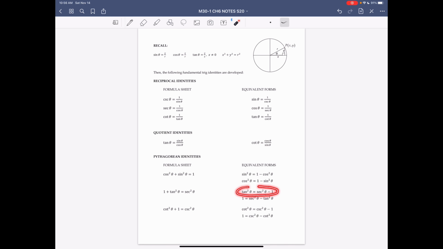And the final Pythagorean identity on your formula sheet is cotan squared theta plus 1 equals cosecant squared theta. From that, we can get cotan squared theta equals cosecant squared theta minus 1. Or if we isolate the 1, we get 1 equals cosecant squared theta minus cotan squared theta. You're going to need to refer to your formula sheet a lot for this unit.